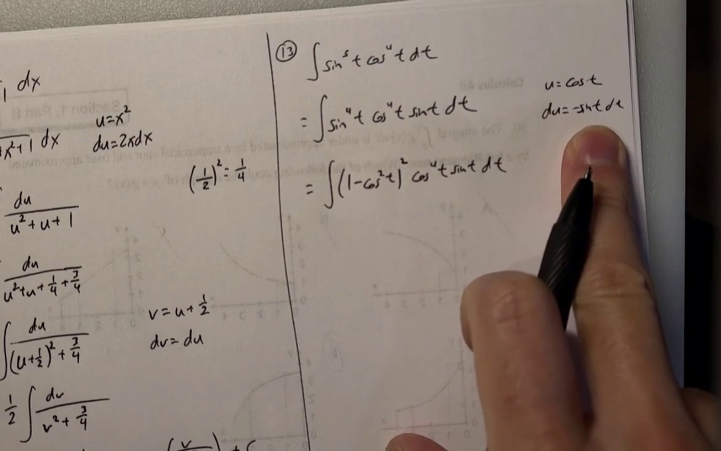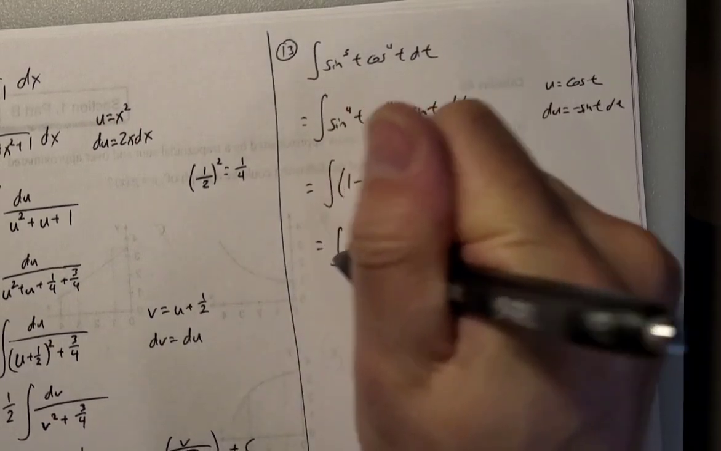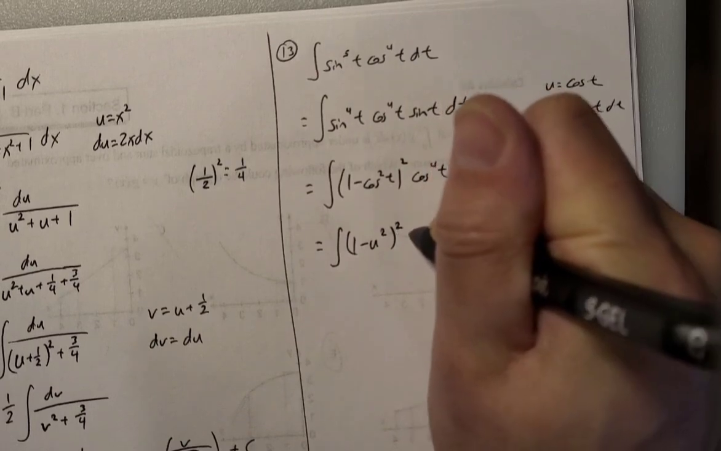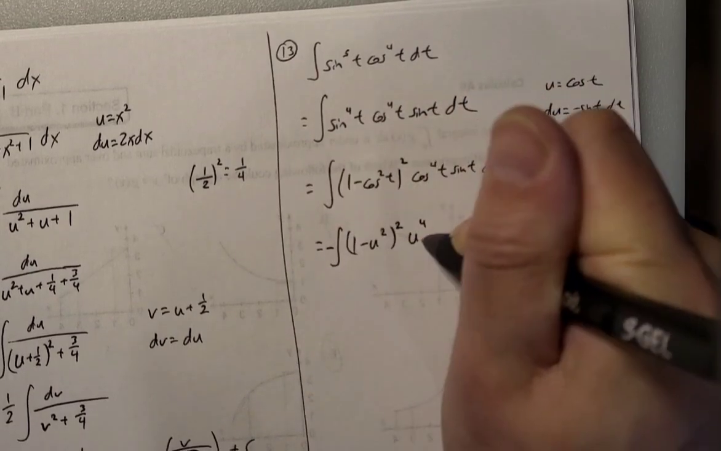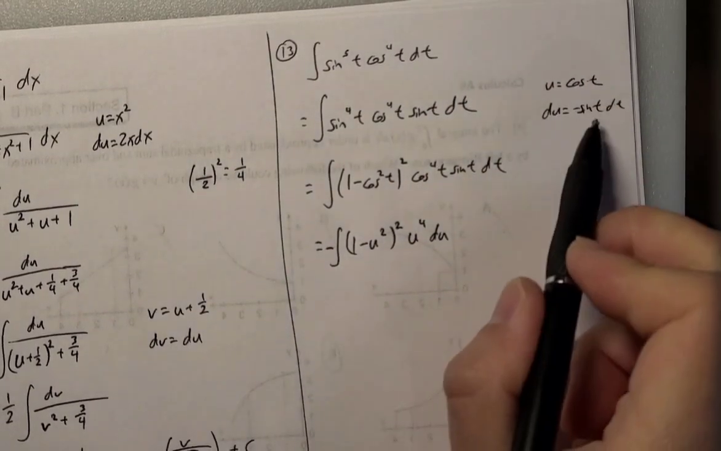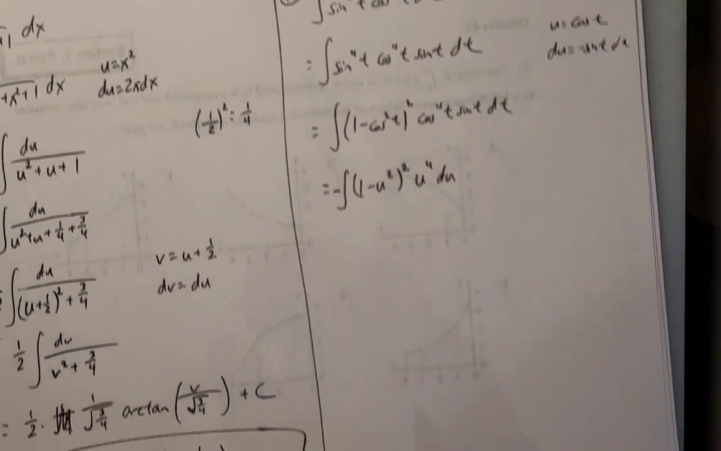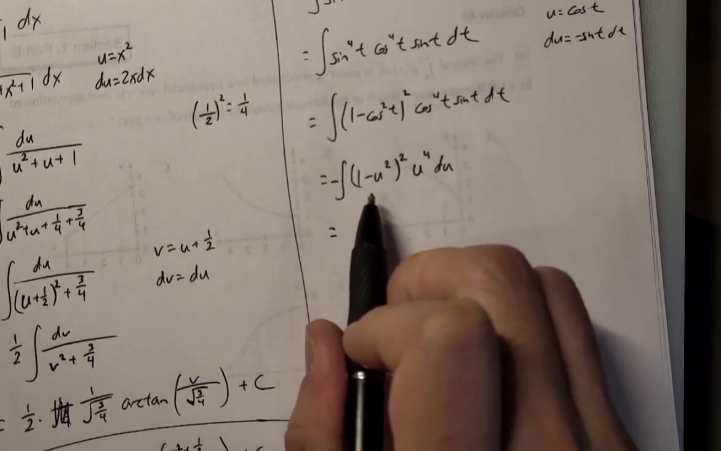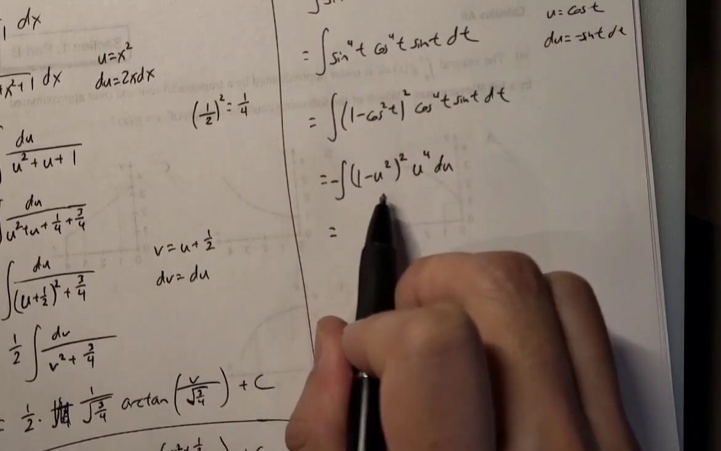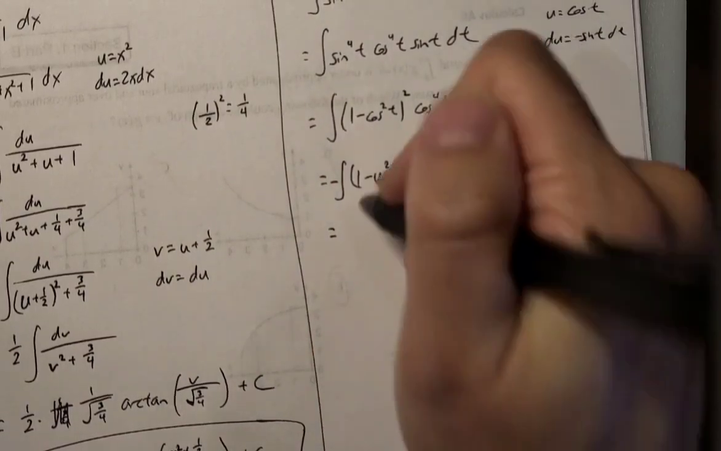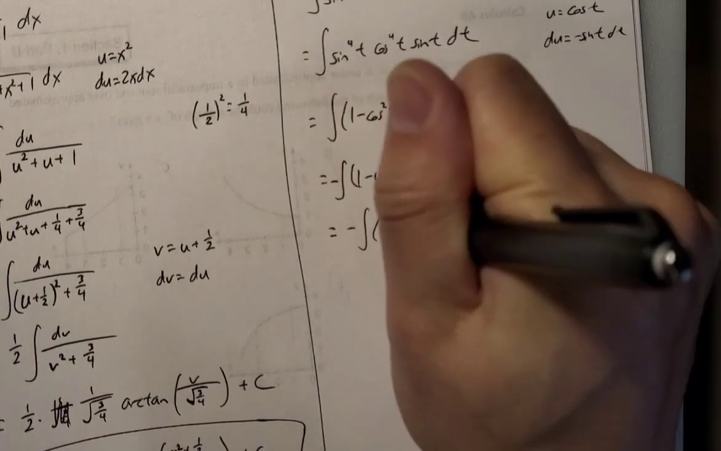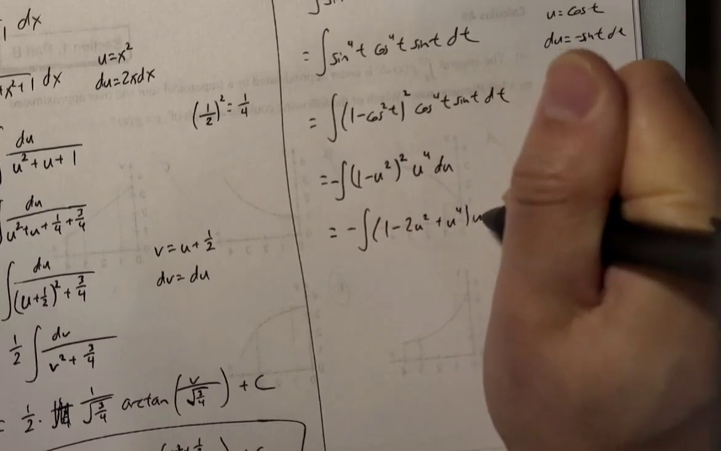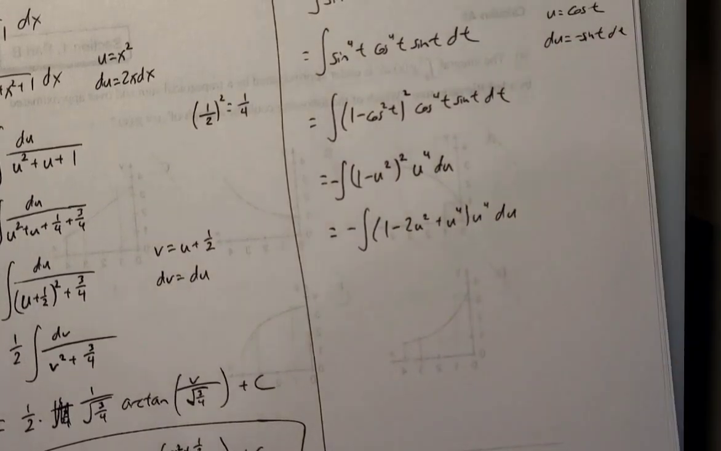Now let's make this substitution. So we get 1 minus u squared, squared, u to the 4th, and a minus du. Minus sign comes from here. Okay, so we can expand this out to make it all powers, and then it'll be easy to integrate. So it'll become 1 minus 2u squared plus u to the 4th times another u to the 4th du.